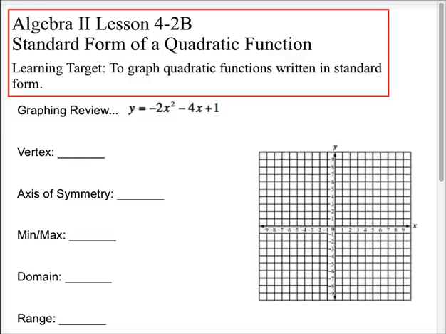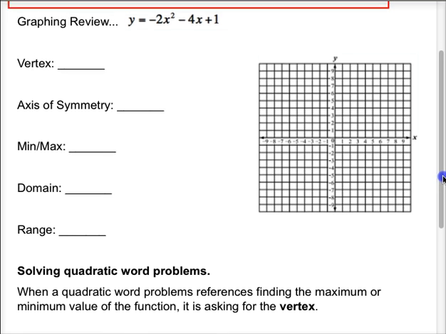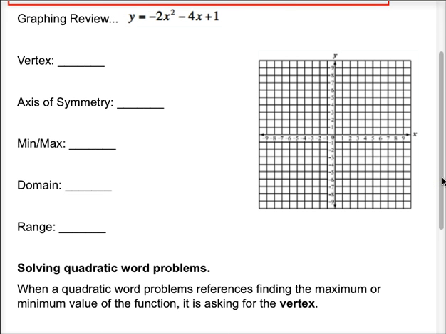Welcome back. In this video, we're going to continue talking about standard form of quadratics. So we're going to begin with a little review. I want to review graphing with you, just again to make sure it's staying fresh in your minds. So, little graphing review for you. So remember, a is going to be -2, b is -4, c is 1.